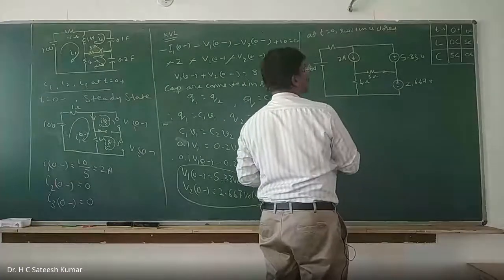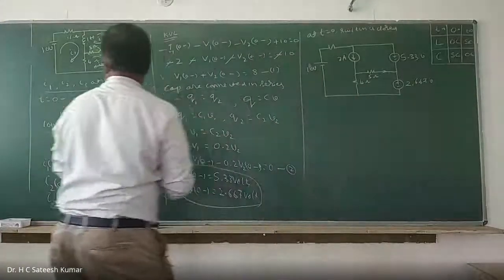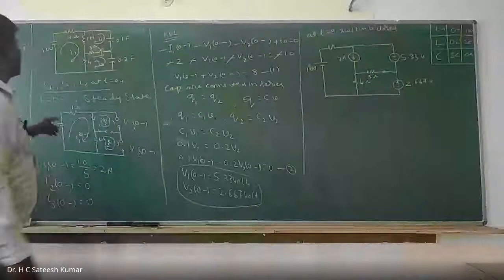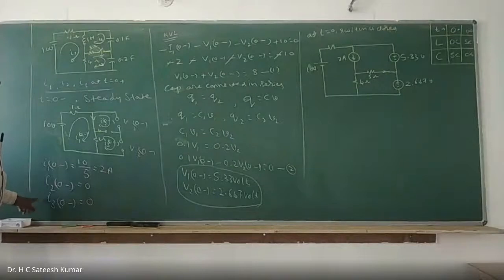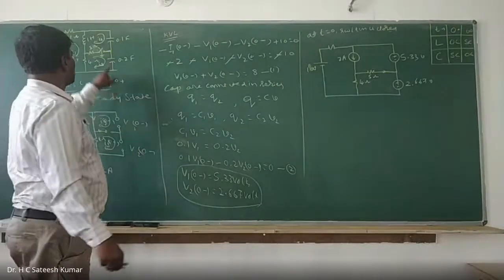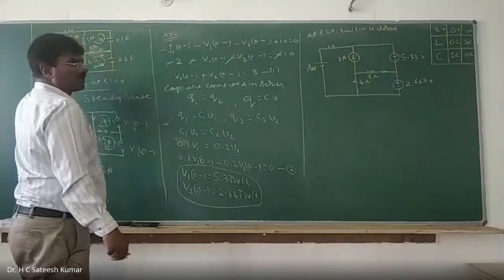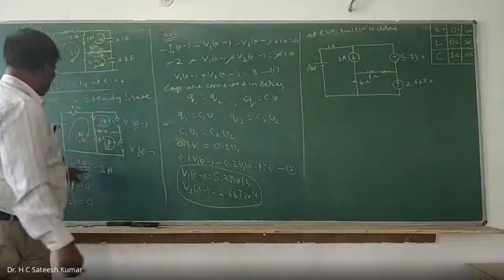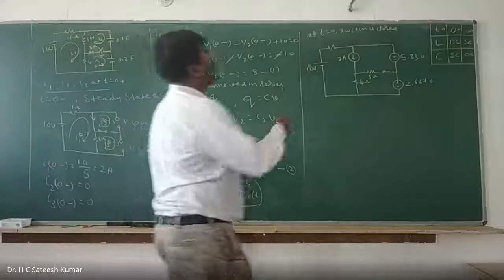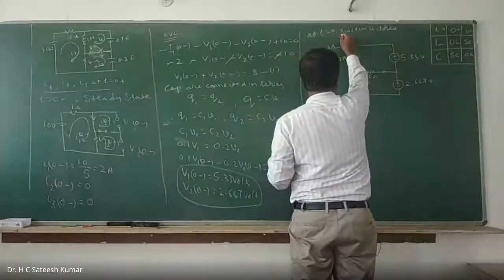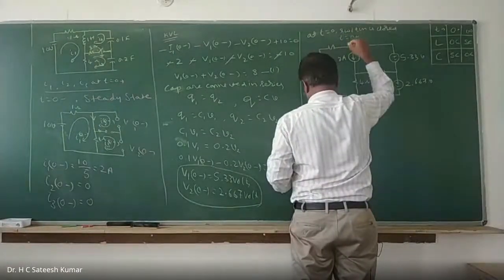Now we'll have to find out what the question is. The question is we have to find I1, I2, I3 at t equals 0 plus. Why have I calculated these things? Because capacitor becomes a voltage source and inductor becomes a current source. Therefore, all these things I have calculated. Now we have to find out what happens when the switch is closed at t equals 0, at t equals 0 plus, after the switch is closed.